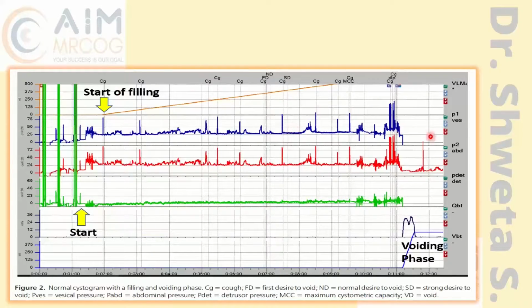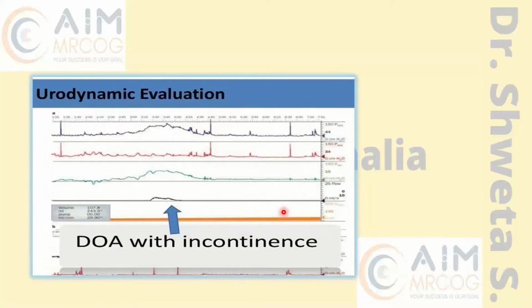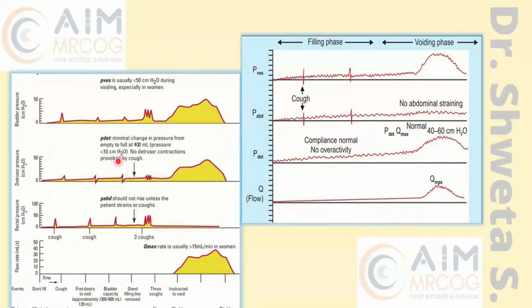This is the filling part and this is the voiding part. And in voiding, you are expecting the detrusor to contract. So this is good. This is normal. While here you want the detrusor to be relaxed, and it is relaxed. Pdet, it is relaxed. So we are happy. So this is how you see in a graphical form the filling phase and voiding phase. You keep telling women to cough to check if it is working well.